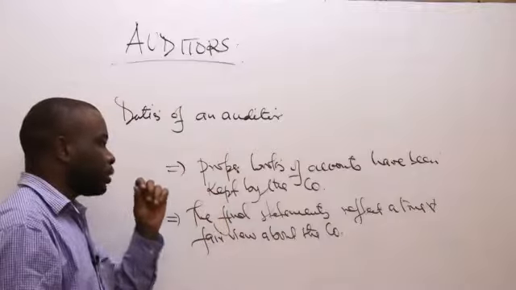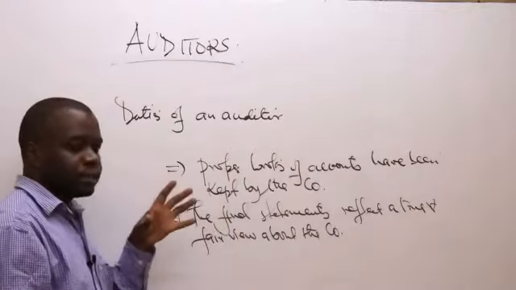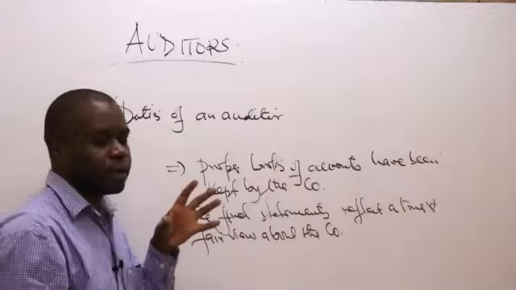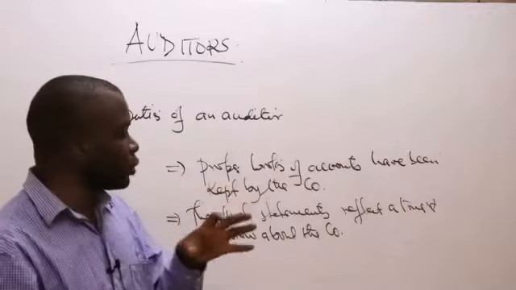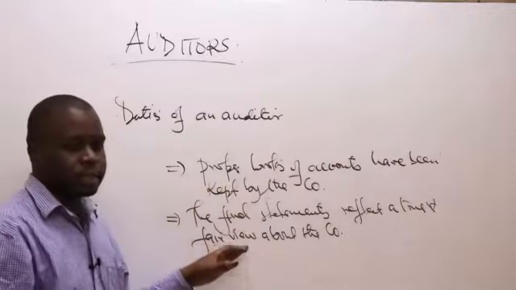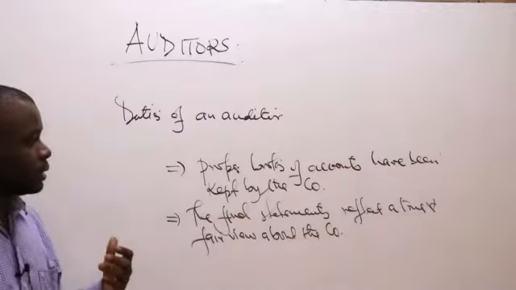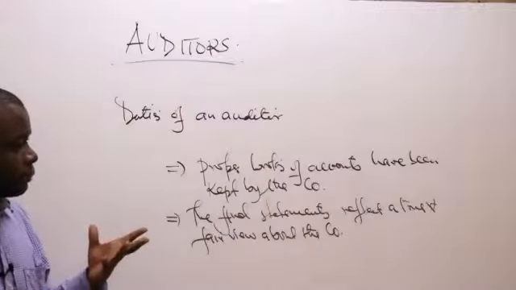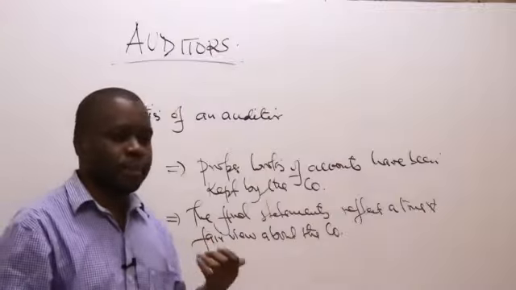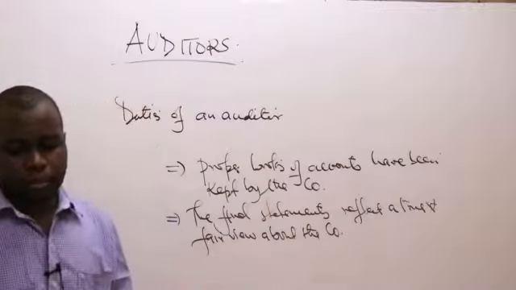So you must ensure that proper books of accounts are existing, because from those proper books of accounts, that's when you can get the final statements. So that will be part of his work when he's presenting his books of accounts to the members at the annual general meeting.